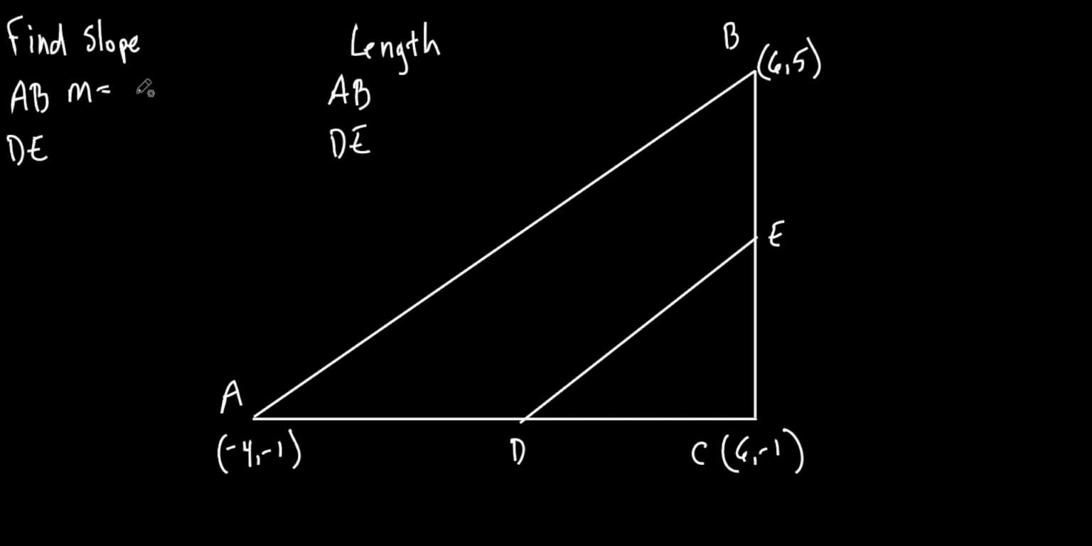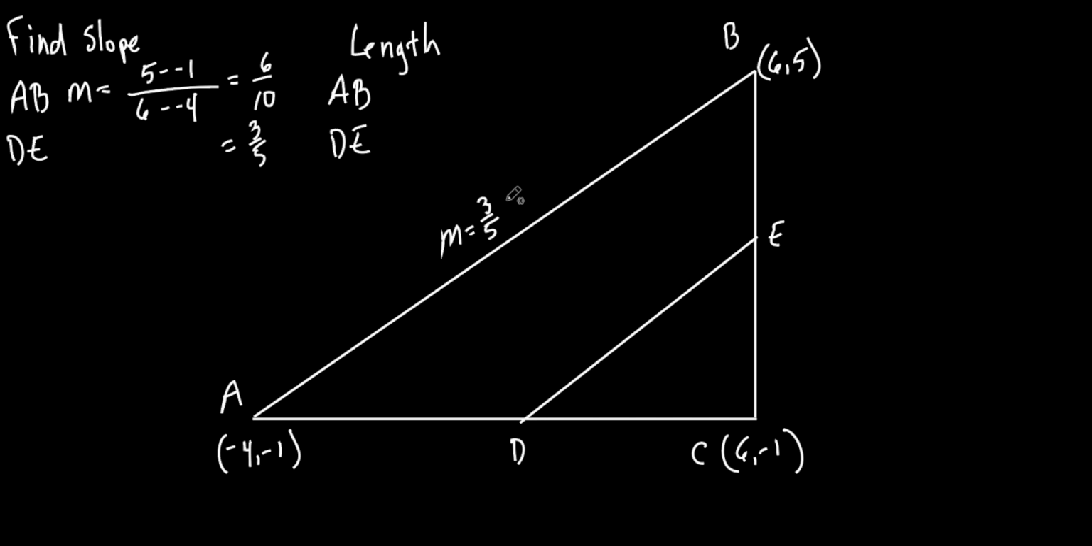So slope equals, okay, subtract the y's. It's not y equals mx plus b. We're not finding the equation of the line. We're only finding the slope. So I subtract the y's from each other: 5 minus negative 1. Subtract the x's from each other: 6 minus negative 4. What's that give us? 6 over 10. That reduces to 3 over 5. So the slope of this is 3 over 5.